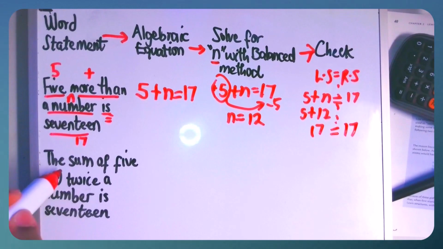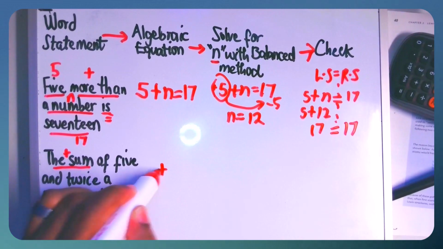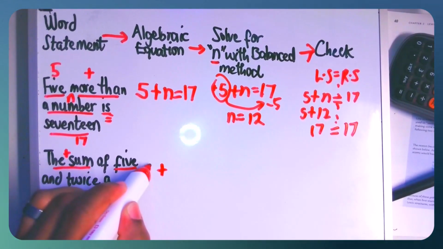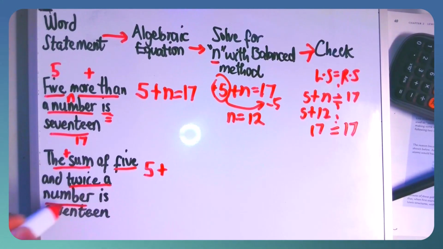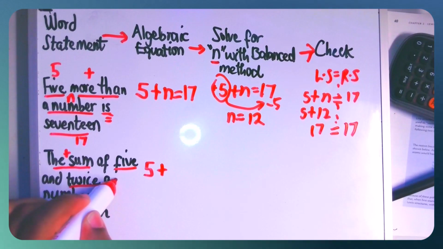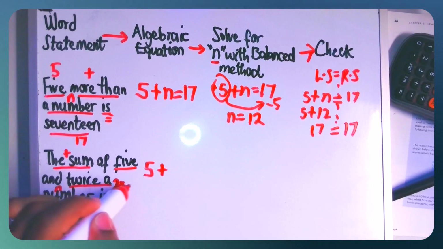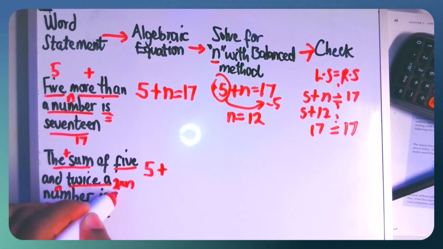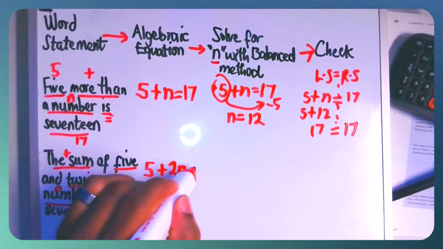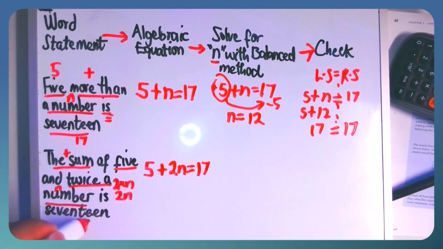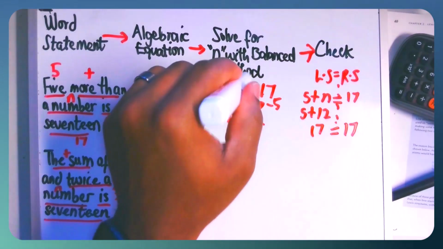Now, the next one is that the sum, we know, is what? Addition. So we're going to start with the addition of 5. That is the first item, and twice a number. So twice a number is written as 2 times a number, and in this case the number is n. So this is going to be the same thing as saying 2n, which is what we're going to write here, 2n, and this is equal to 17. And so once we have this aligned, we can now solve for n for the next step.